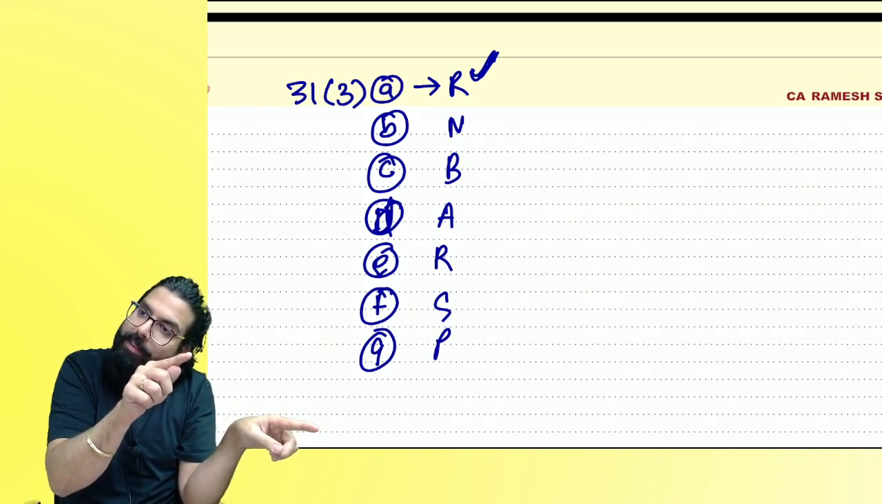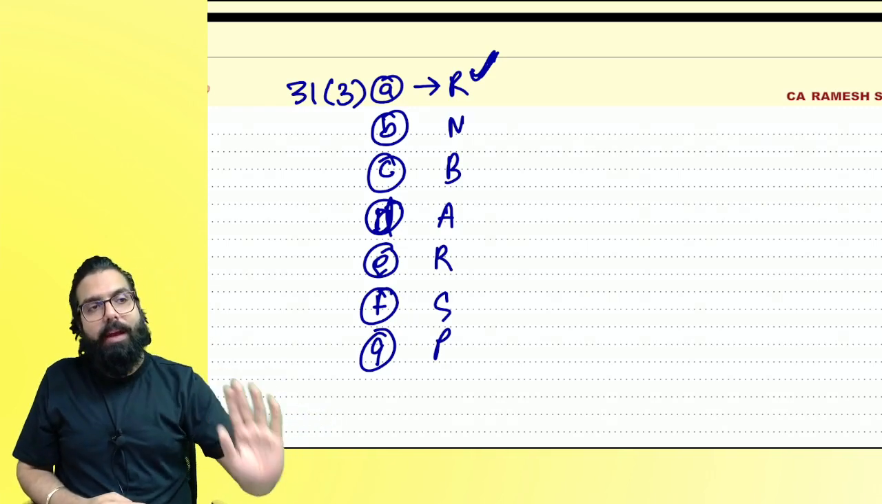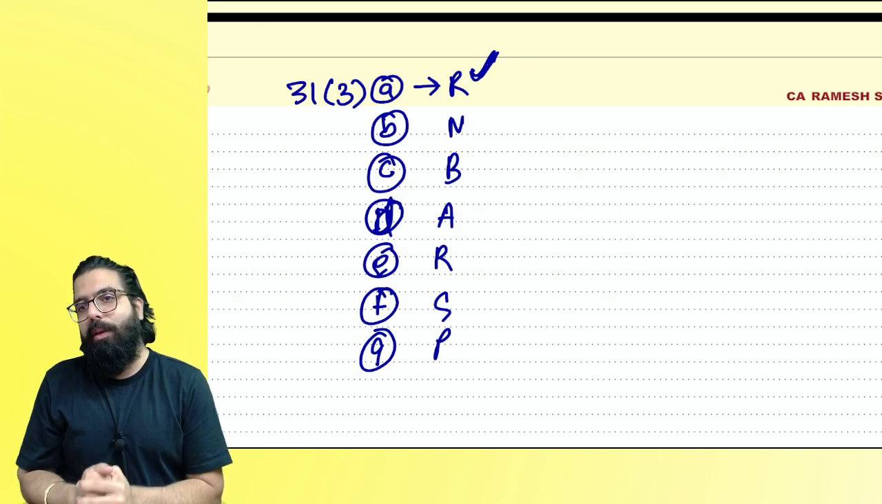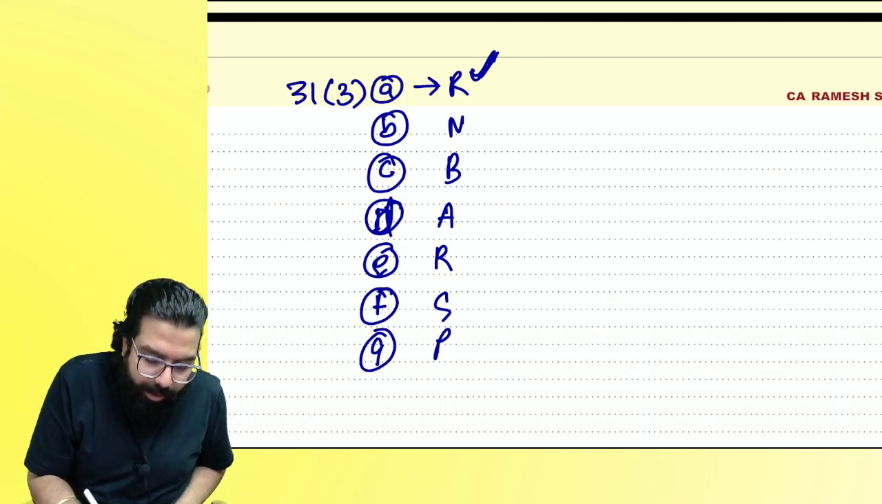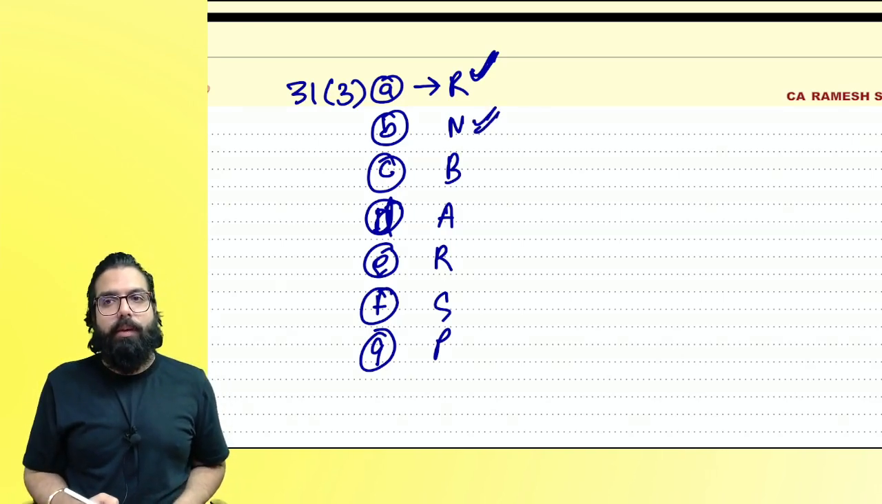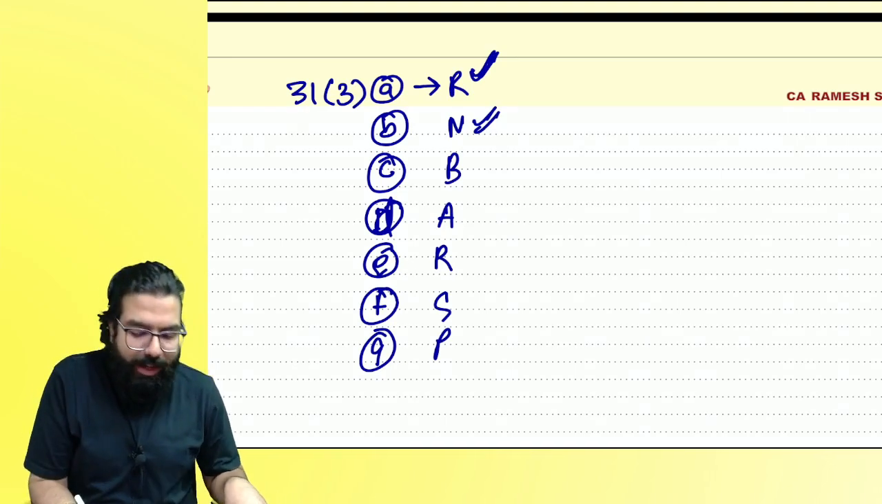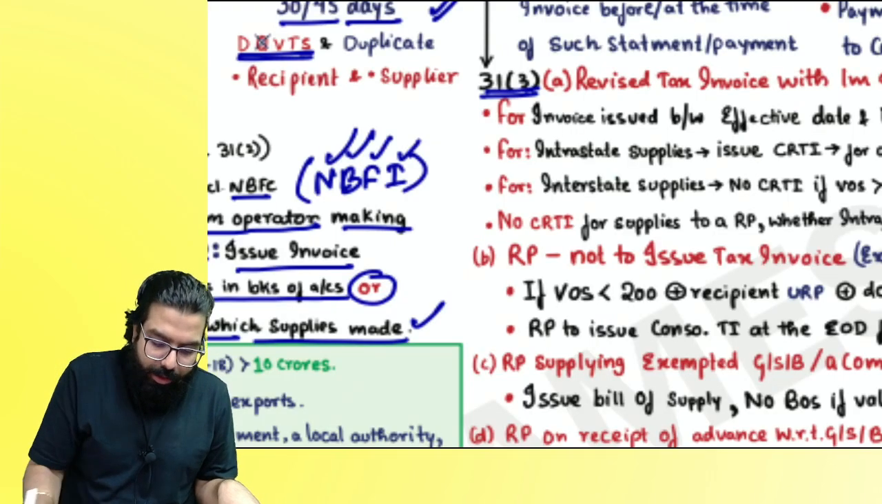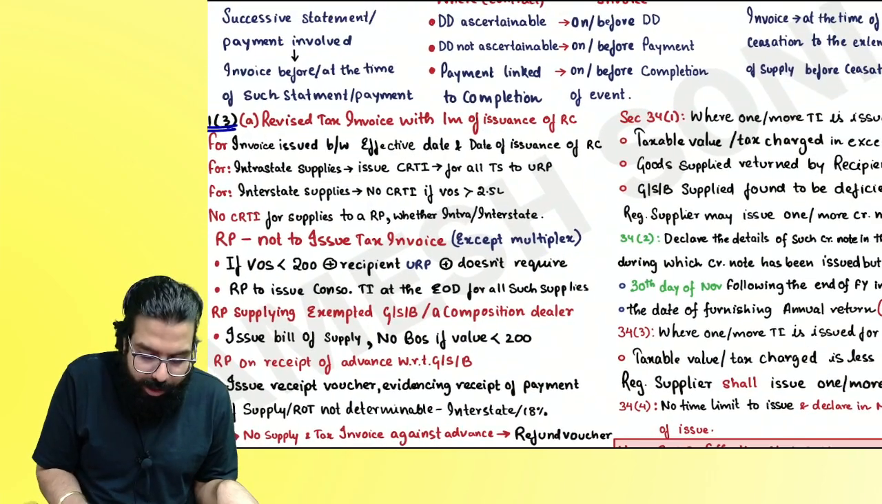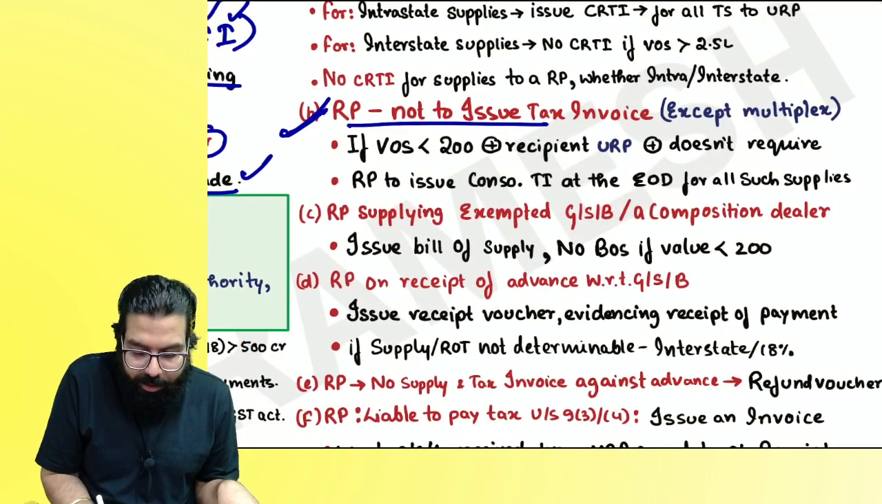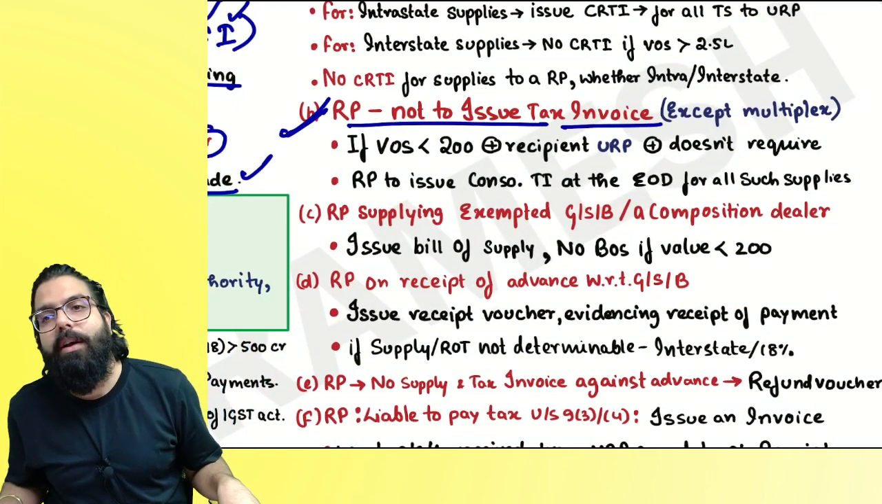For all other supplies, you can make one consolidated revised tax invoice. Are we clear, everyone? Next, N for no tax invoice. No tax invoice when the value is less than 200. Everyone over here, I told you revised tax invoice. Secondly, a registered person need not issue an invoice when the value is less than 200.